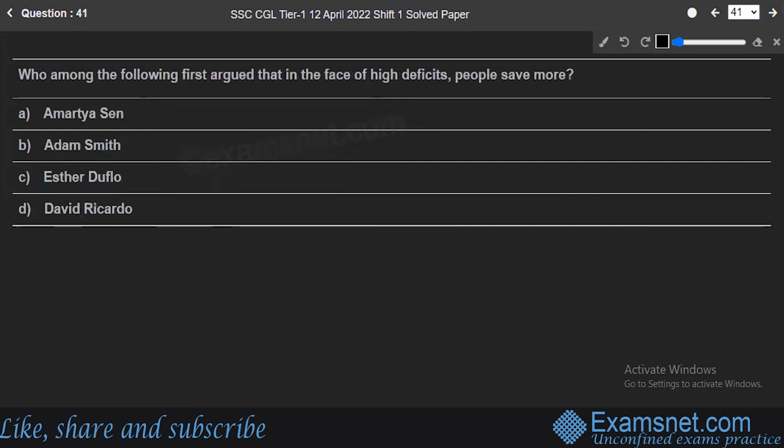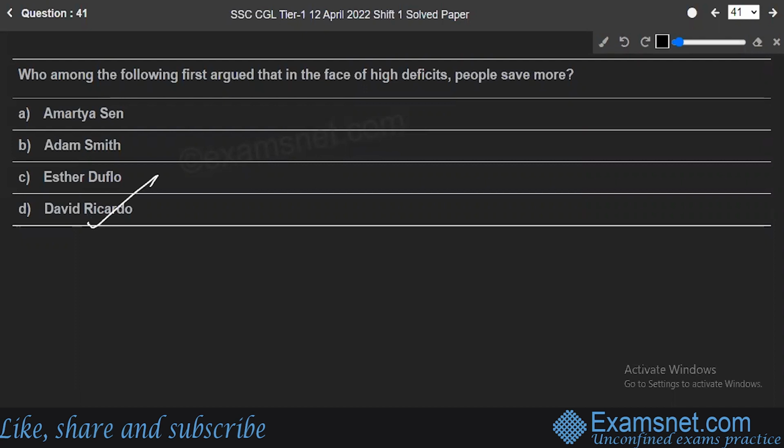Next, question number 41. Which among the following first argued that in the face of high deficits, people save more? Amartya Sen, Adam Smith, Esther Duflo, or David Ricardo? The correct answer to the question is David Ricardo. Option D. This is the answer to the question. He first argued in the face of high deficits, people save more.